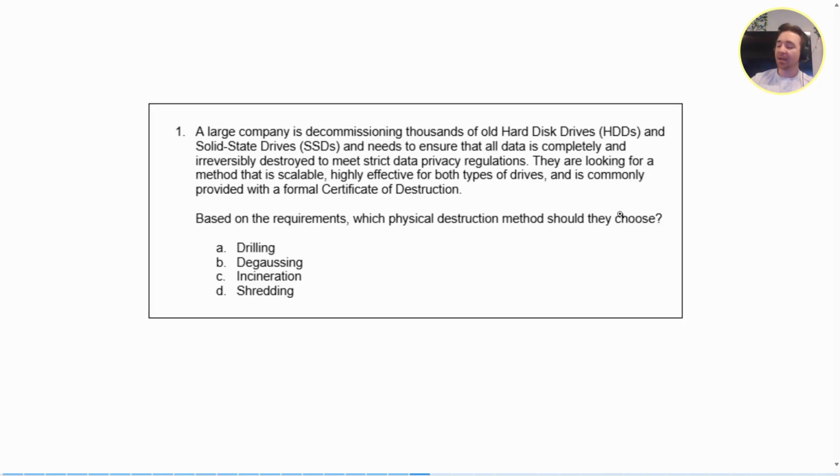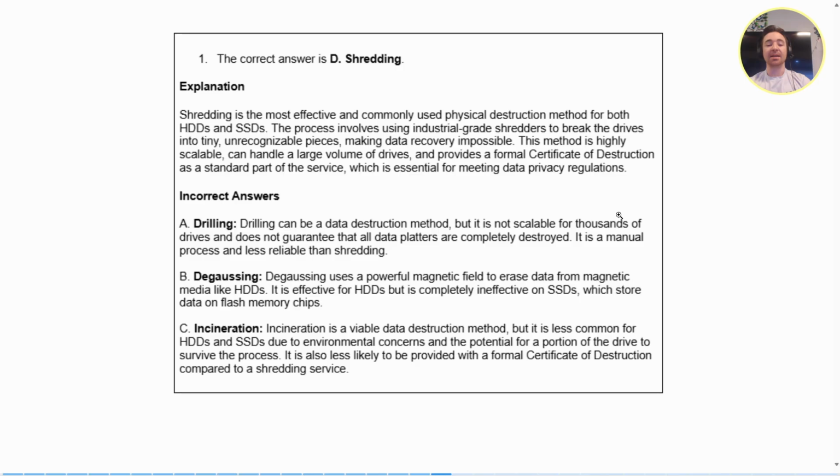Alright, pause the video. If you need more time, your answer's coming right about now. It is going to be D, shredding, guys. Shredding is effective for HDDs and SSDs. Actually, let's go through it one by one. So shredding is effective for both, right?